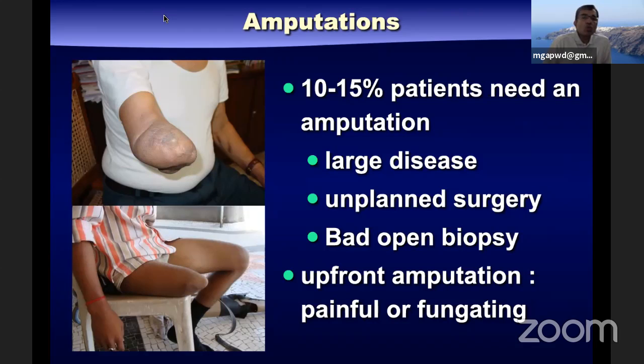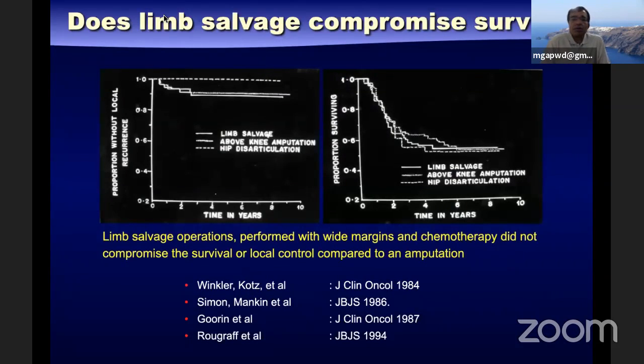Now, fortunately, in today's world, amputations are not done commonly. They're done generally only for patients who've got very large disease where we can't get proper margins, or we can't get tumor-free margins, and therefore we have to do an amputation. Sometimes it happens because of bad surgery done or a bad open biopsy done. And these are sad cases, because you really feel bad for these patients. But sometimes you would do it just to relieve the patient because they have a very bad fungating disease, or they've got a pathological fracture which makes them very painful. And then you would go ahead and do an upfront amputation.